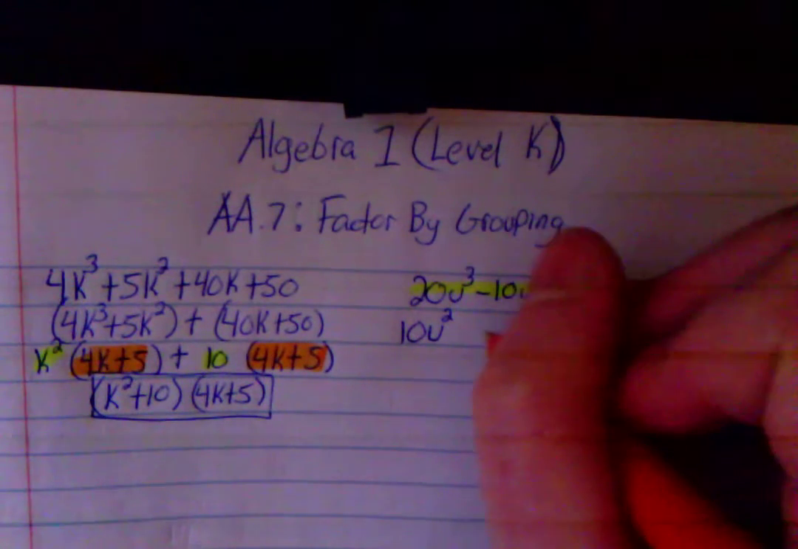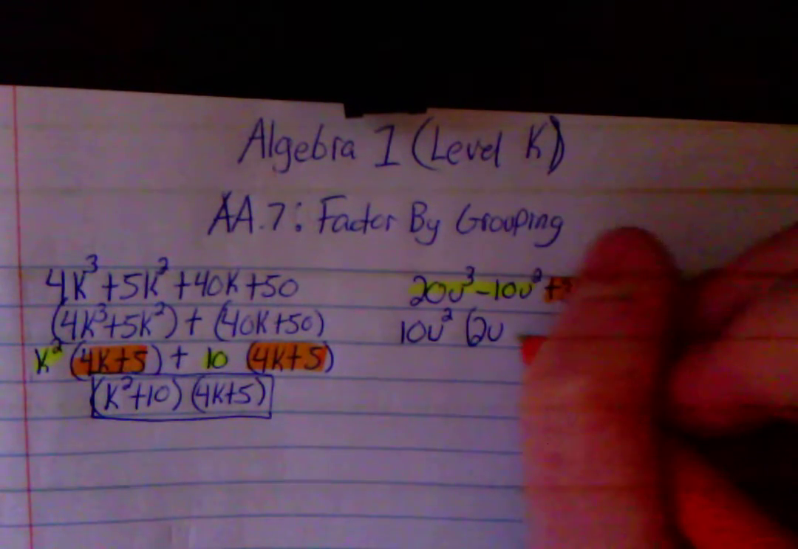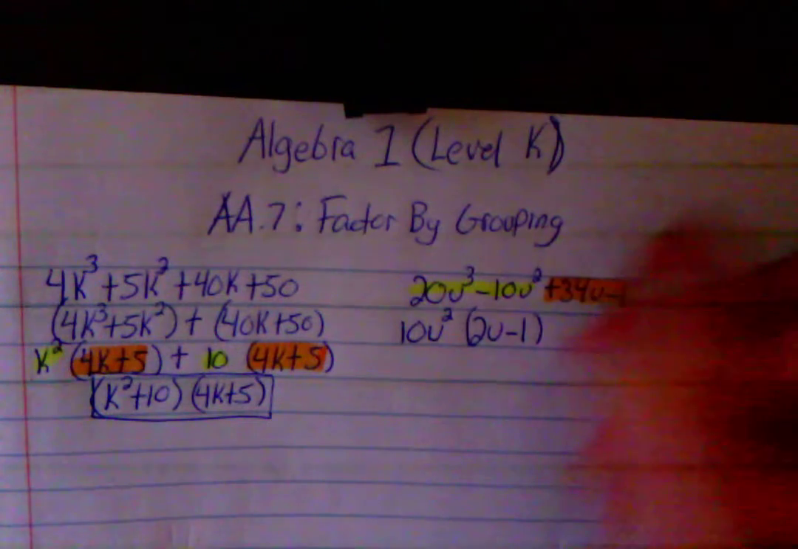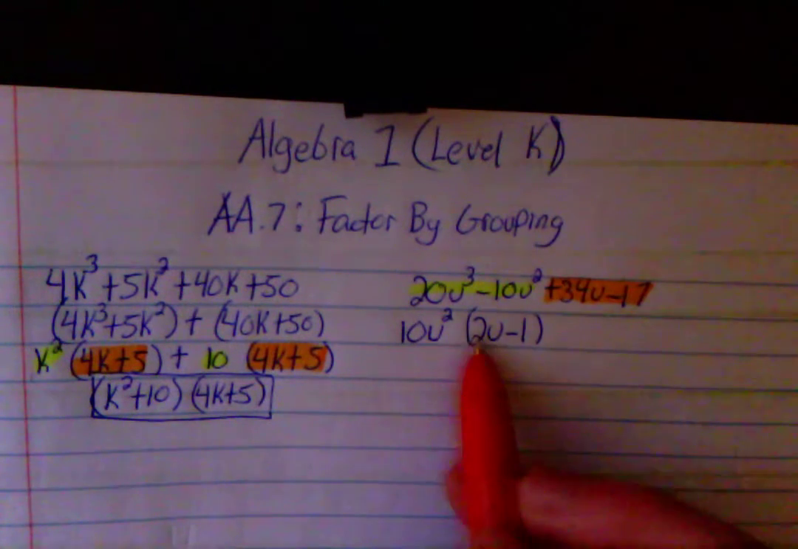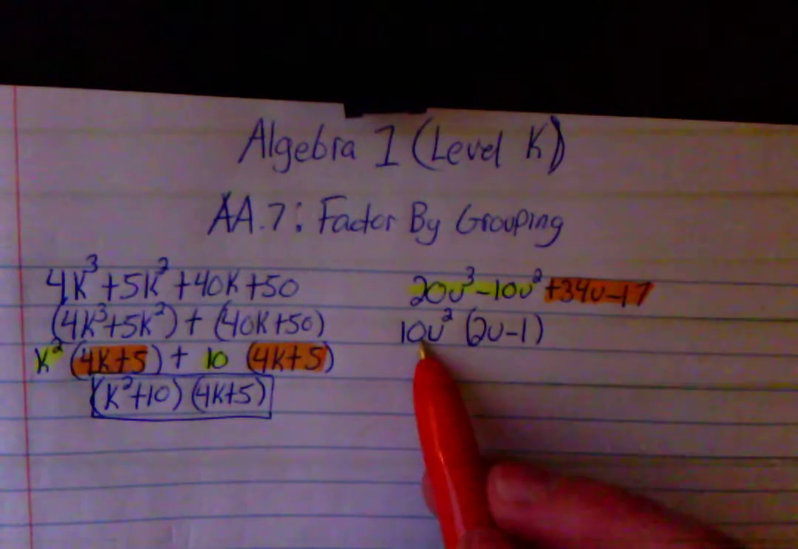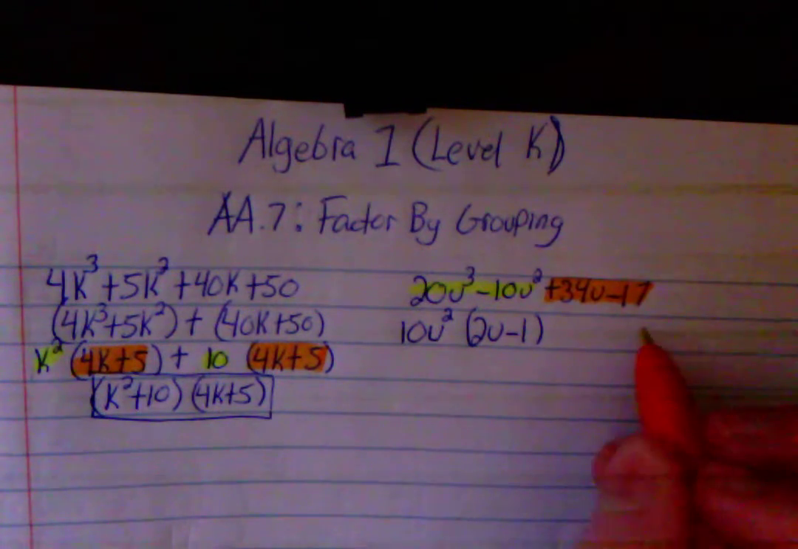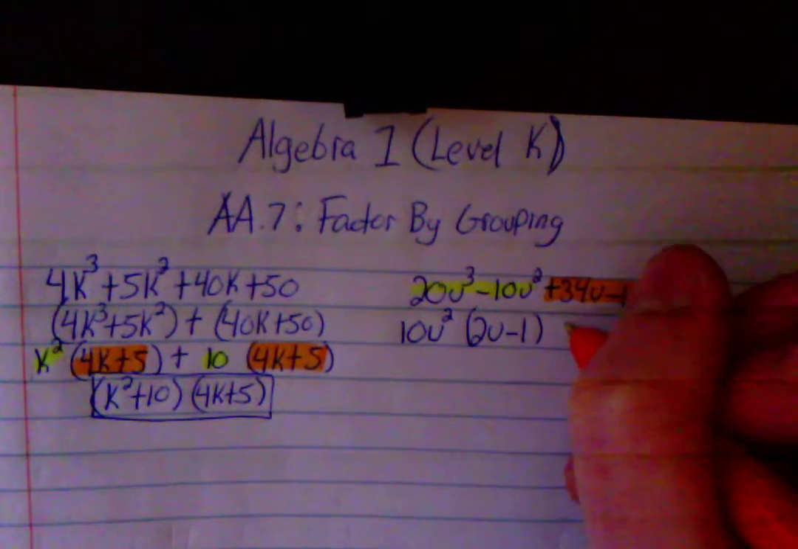And if we divide, we get 2u minus 1. 20 divided by 10 is 2. U cubed divided by u squared is u. 10u squared divided by 10u squared is 1. Now we have 34u minus 17. 17 goes in 34 twice.